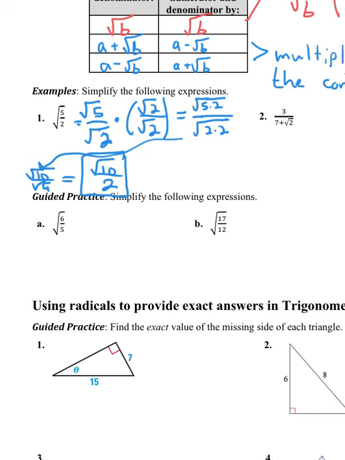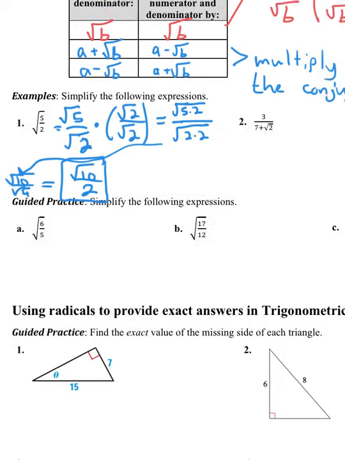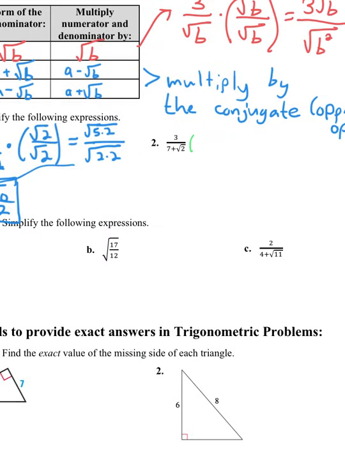Example 2 is going to be one of those issues where we have to multiply by the conjugate because it's a 7 plus square root 2. So we're going to multiply the numerator and denominator by 7 minus square root 2. That's the conjugate of 7 plus square root 2. So the numerator, we'll just distribute here. 3 times 7 is 21. 3 times square root 2 is 3 square root 2.